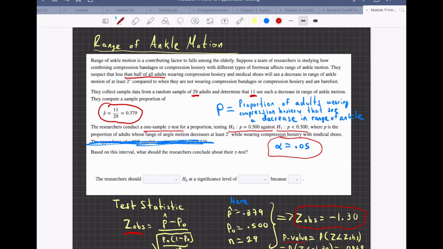Okay, so if the alpha is 0.05 and the p-value is 0.0968, notice how the p-value is not less than 0.05. So in this case, we do not reject the null hypothesis. So here, what you have to put in these slots is: fail to reject at 0.05.